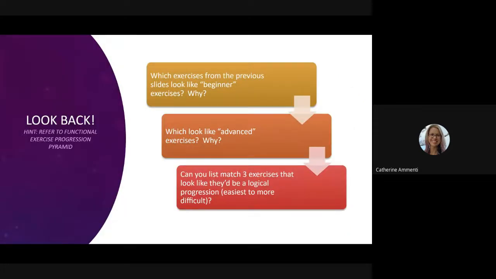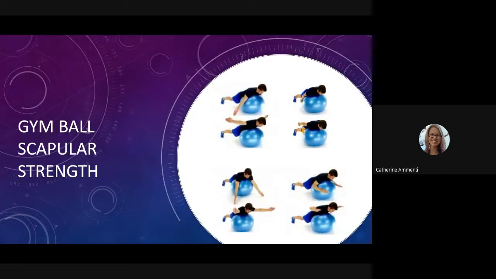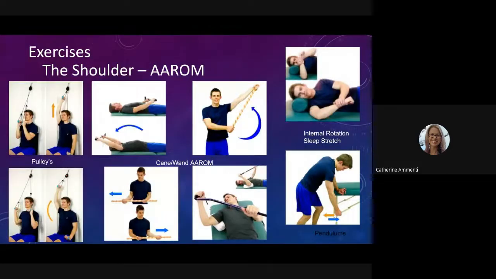When you're looking at these exercises, I want you to think about what looks like a beginner exercise and why it looks like a beginner exercise. So if we think about active assisted range of motion, think about why a patient would be doing active assisted range of motion. Why would we not want them to try to lift up their arm with its own volition, with its own muscles acting?